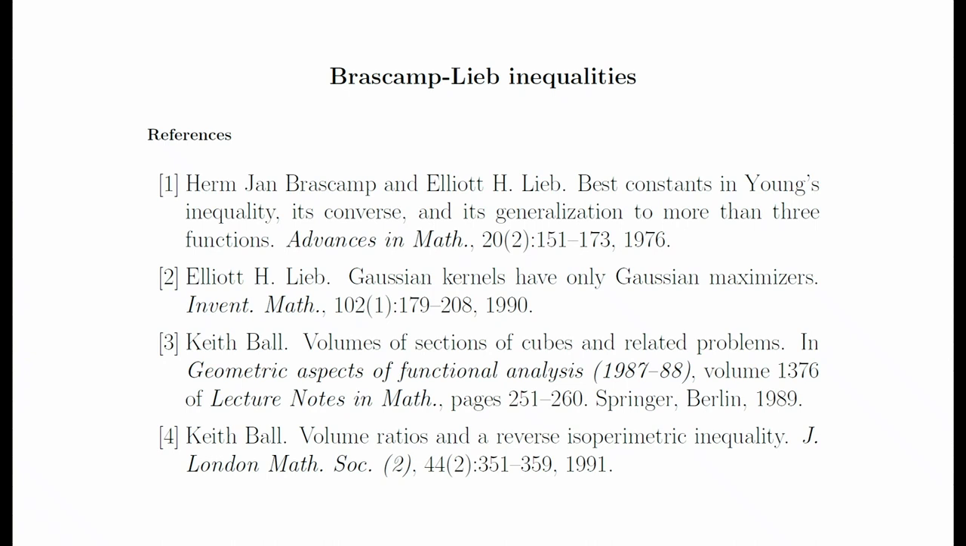Brascamp-Lieb. Here is the classic paper of Herm Brascamp and Elliott Lieb. Best constants in Young's inequality, its converse, and its generalization to more than three functions. That started the whole story. And then Elliott produced a huge paper, Gaussian kernels have only Gaussian maximizers. Now that's actually worth reading again. Why? Because for him, e to the ixy is a Gaussian kernel. So he gets all the sharp constants in the Hausdorff-Young inequality and all these kinds of things. It all comes out of this paper. Okay? This is seminal work, all right?